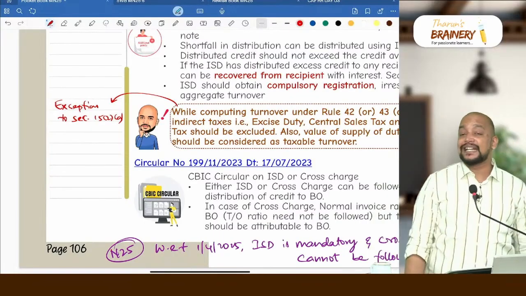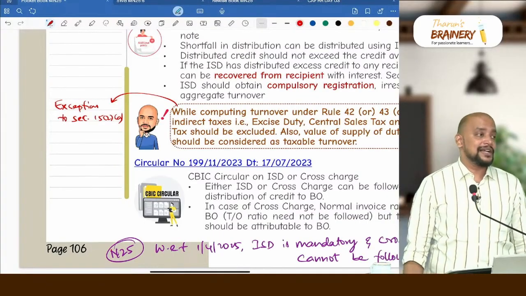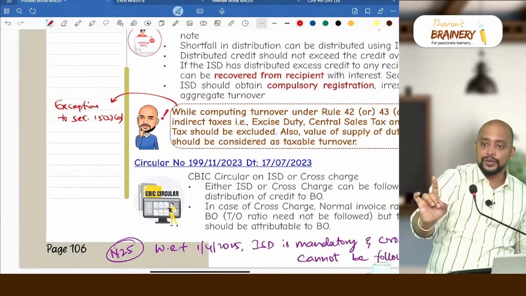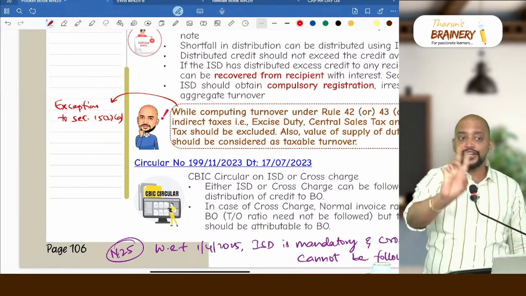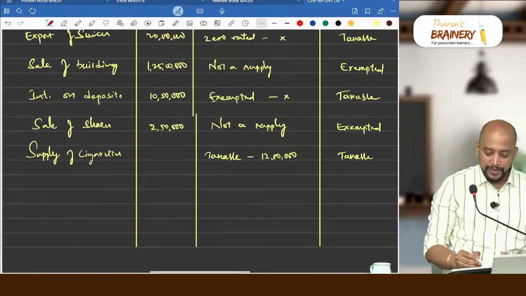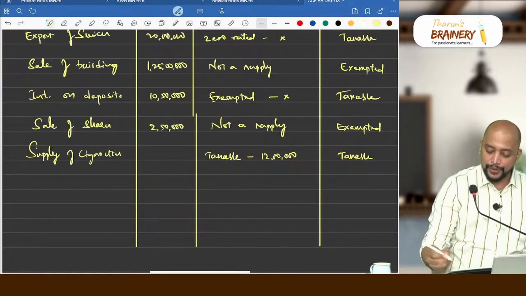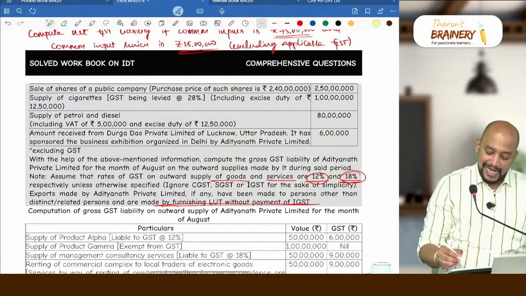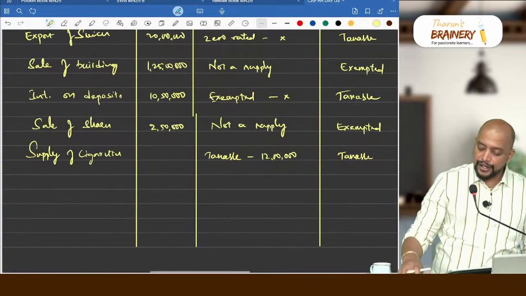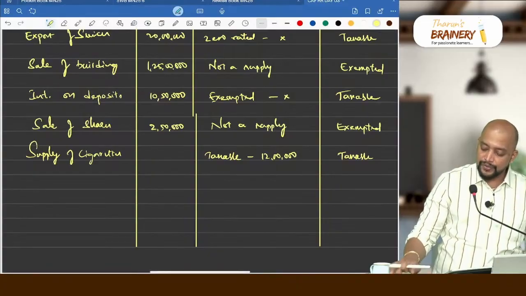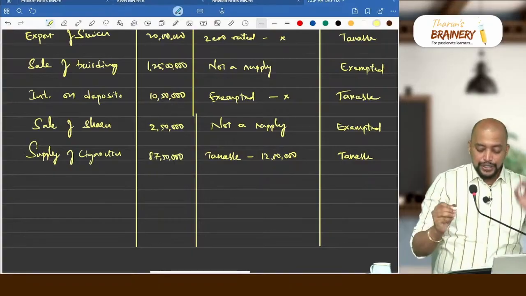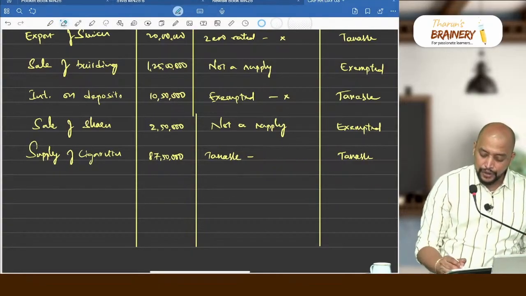But we should not be taking this for the purpose of ITC computation, which means while computing GST you should include it or not? Yes. But while computing ITC it should be excluded. Right now we are taking the amount column. So in the amount column you need to take out how much is the value of this excise duty? 12,50,000. So 12,50,000 you take out from 1 crore, so that will come to 87,50,000. But you need to compute the GST on 1 crore only.